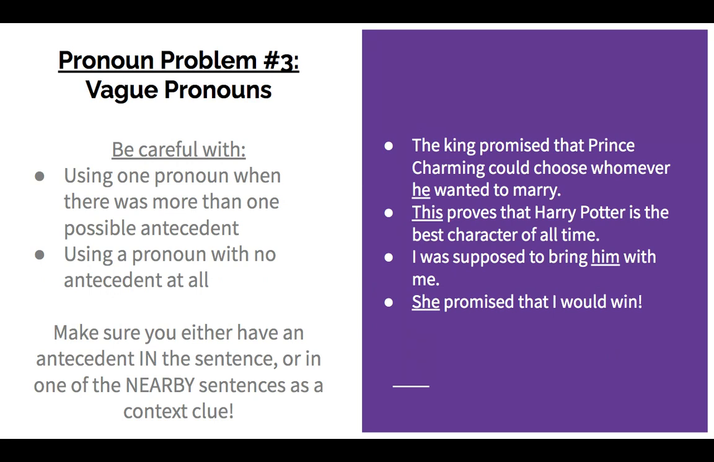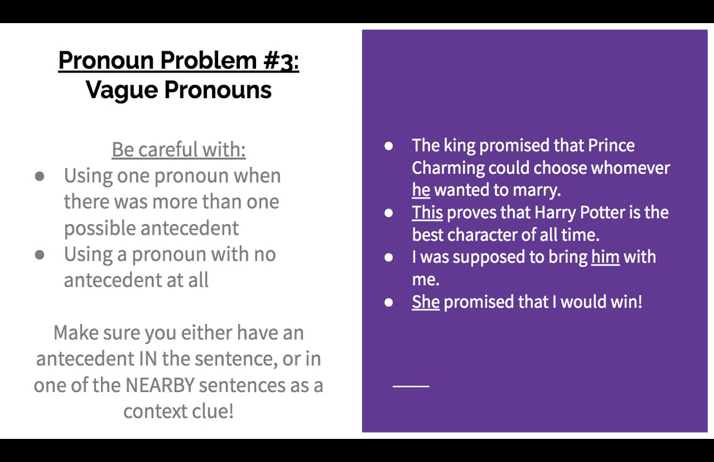All right, problem number 3, vague pronouns. Vague means unclear. Be careful using one pronoun when there is more than one possible antecedent. That can get really tricky. Or using a pronoun with no antecedent at all. That also can get really tricky. Make sure you either have an antecedent in the sentence or in one of the nearby sentences as a context clue. We've talked about context clues before. They're very important. Let's look at our purple area example here.